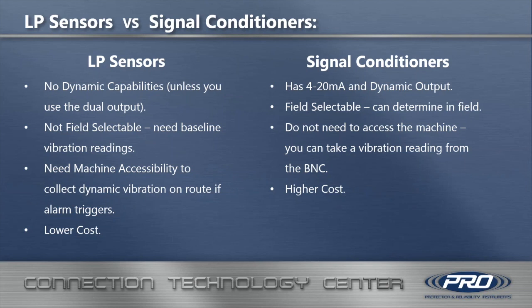You need baseline vibration readings in order to configure them. For LP sensors, you also need machine accessibility to collect the dynamic vibration on a route if an alarm was triggered. With the signal conditioner, you do not need to access the machine. You can take the vibration reading from the BNC direct. Signal conditioners are, however, a higher cost, and LP sensors are much more cost effective.